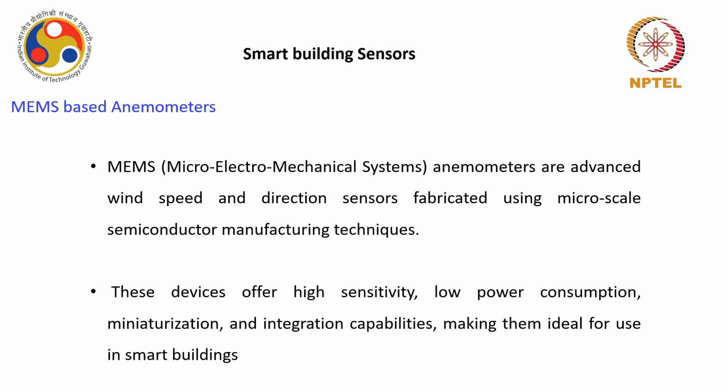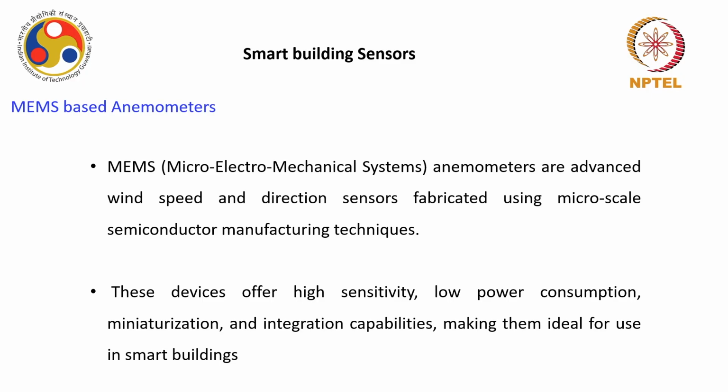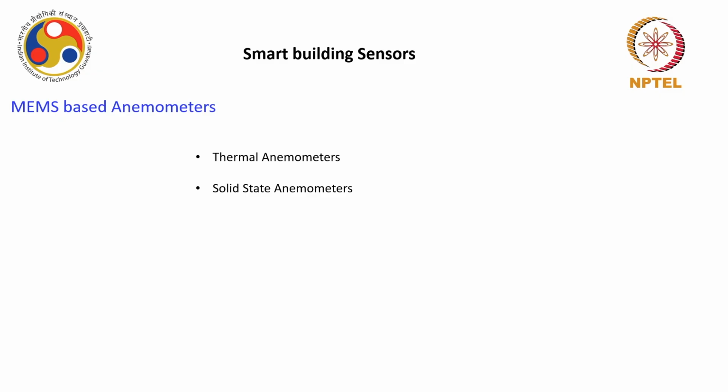So, these devices offer high sensitivity and low power consumption. They can be miniaturized because they can be fabricated with a dimension of even less than a millimeter. And of course, since it is made on silicon platform, their integration capabilities are very high. So, therefore, these MEMS based anemometers are ideal for utilization in smart buildings. These MEMS based anemometers are again of two types. One is the thermal anemometer, very similar to what we have seen for the hot wire anemometer, and another is the solid state anemometer.